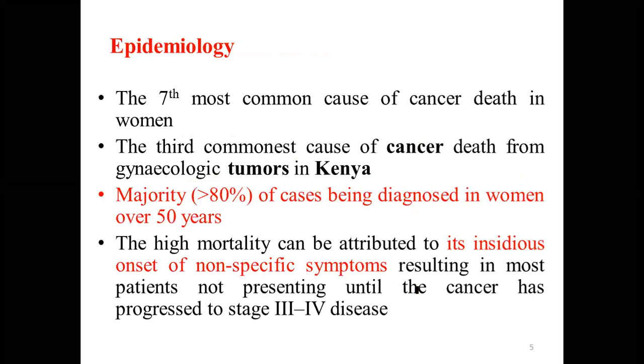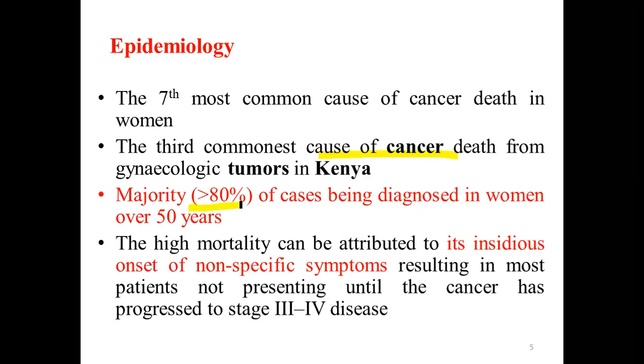Then, what about the epidemiology of ovarian cancer? It is the seventh most common cause of cancer deaths in the US. It is also the third commonest cause of cancer deaths from gynecological tumors, even in Kenya. Most of the time this condition is asymptomatic until the woman reaches an advanced stage, so most cases are diagnosed at an advanced stage. I think that is why it is also known as a silent killer type of malignancy.